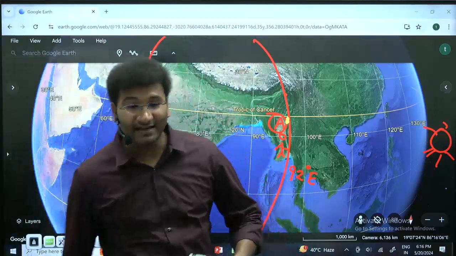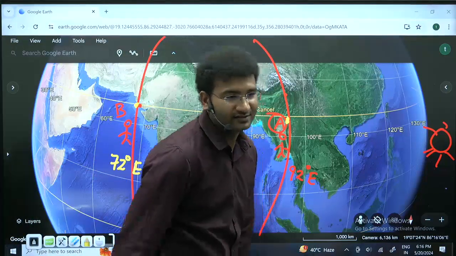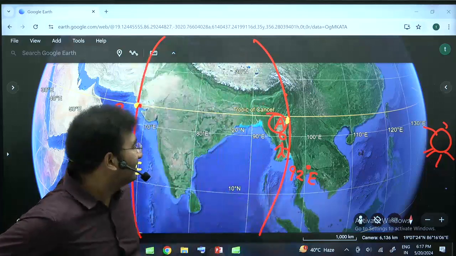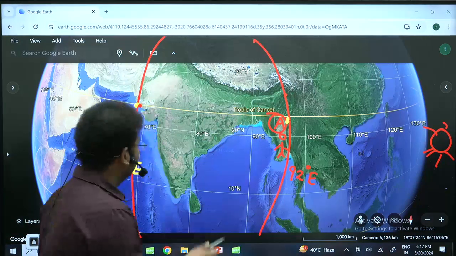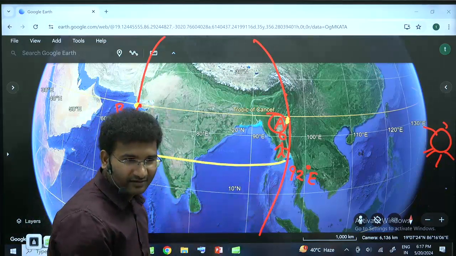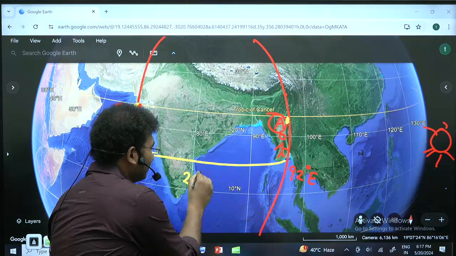Okay, according to ideal calculations, what is the time difference between these two? What should be the time difference? It is 80 minutes. Meaning, between 72 and 92, what is the difference? How many degrees difference is there? Between 72 and 92 it is 20 degrees.